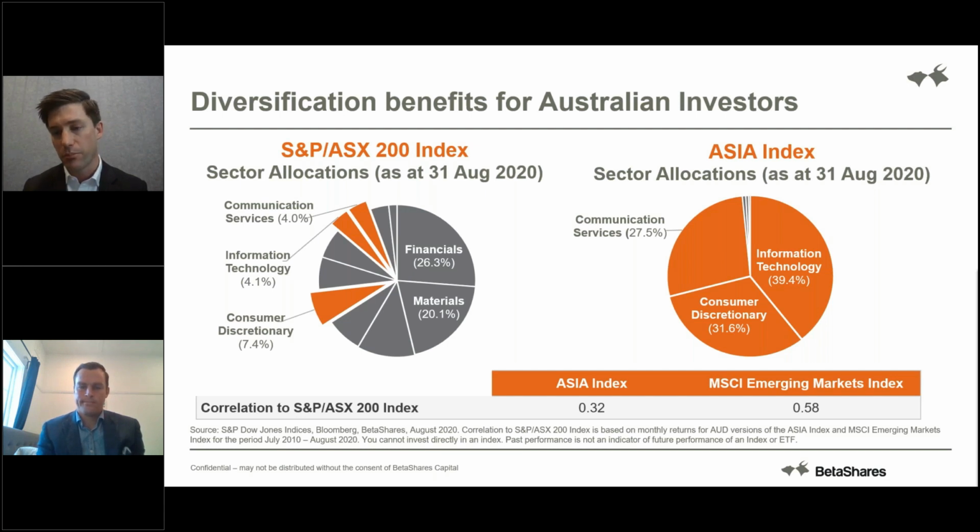And as a proof point, we see there how the correlation of that Asia index is markedly smaller than what you get from the overall emerging market index. So again, real diversification benefits here.